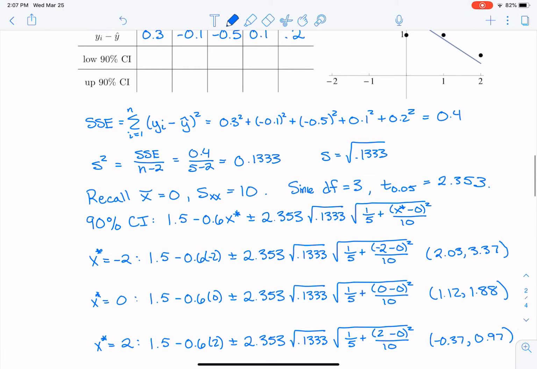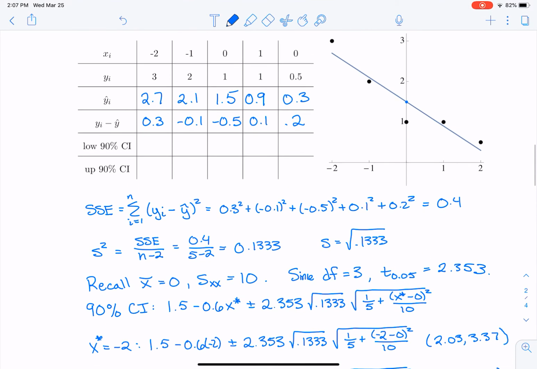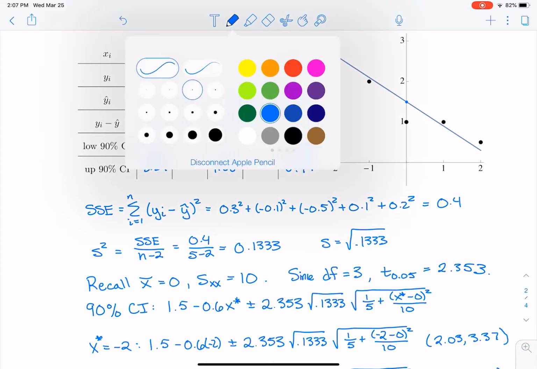Okay, I'm going to put these on my chart here so that I can use them. So for -2, it went from 2.03 to 3.37. For 0, it went from 1.12 to 1.88. And for 2, it went from -0.37 to 0.97. Okay, so now I want to plot those on this plot.